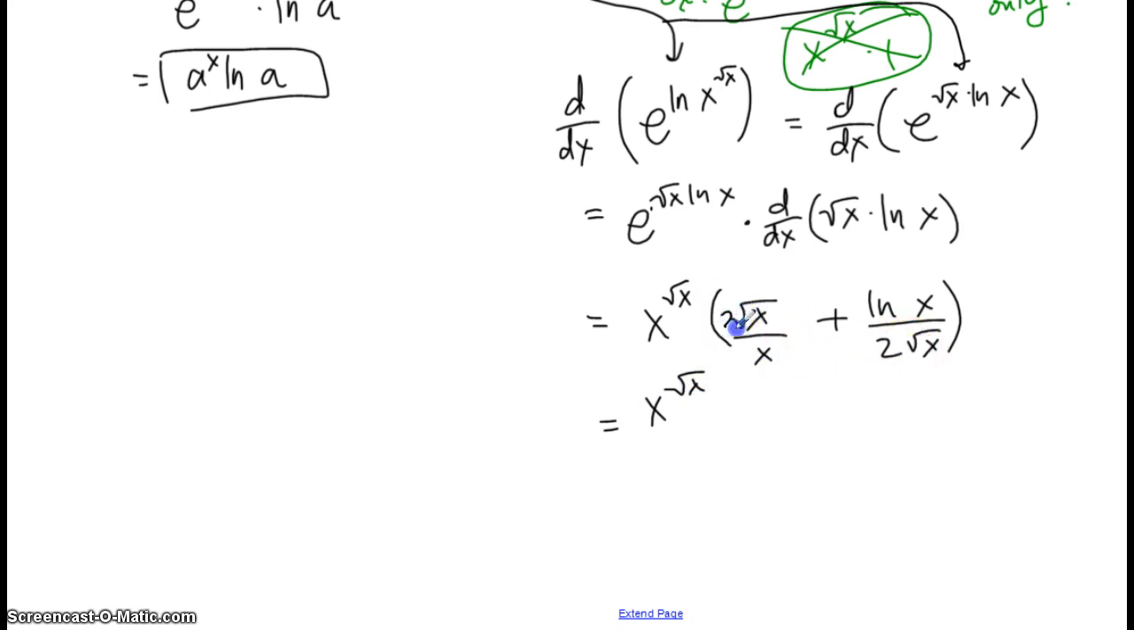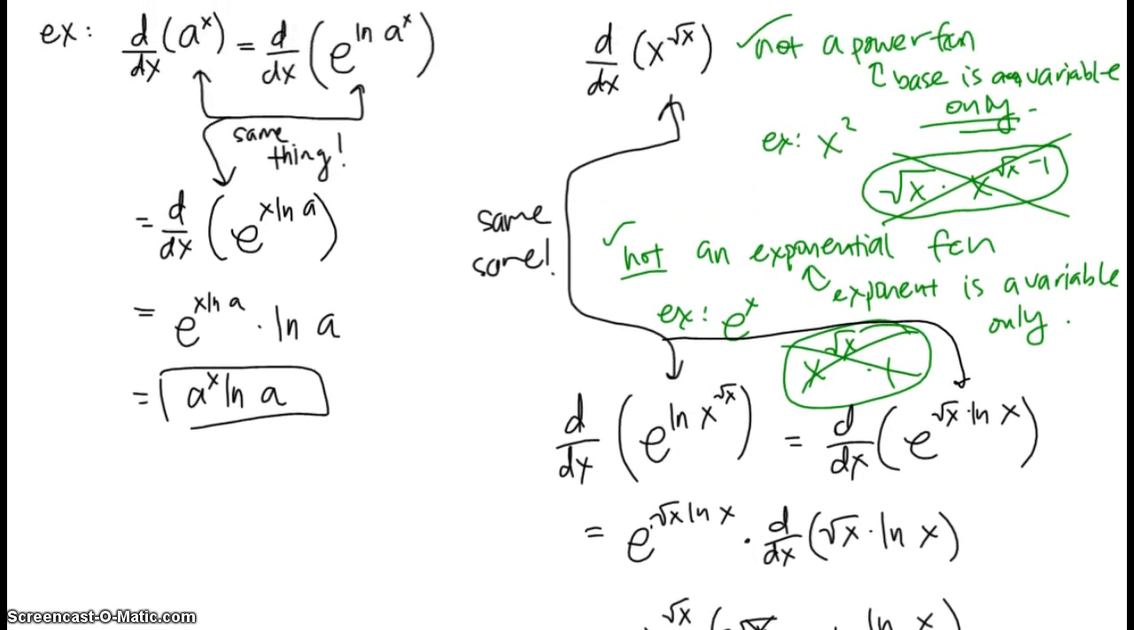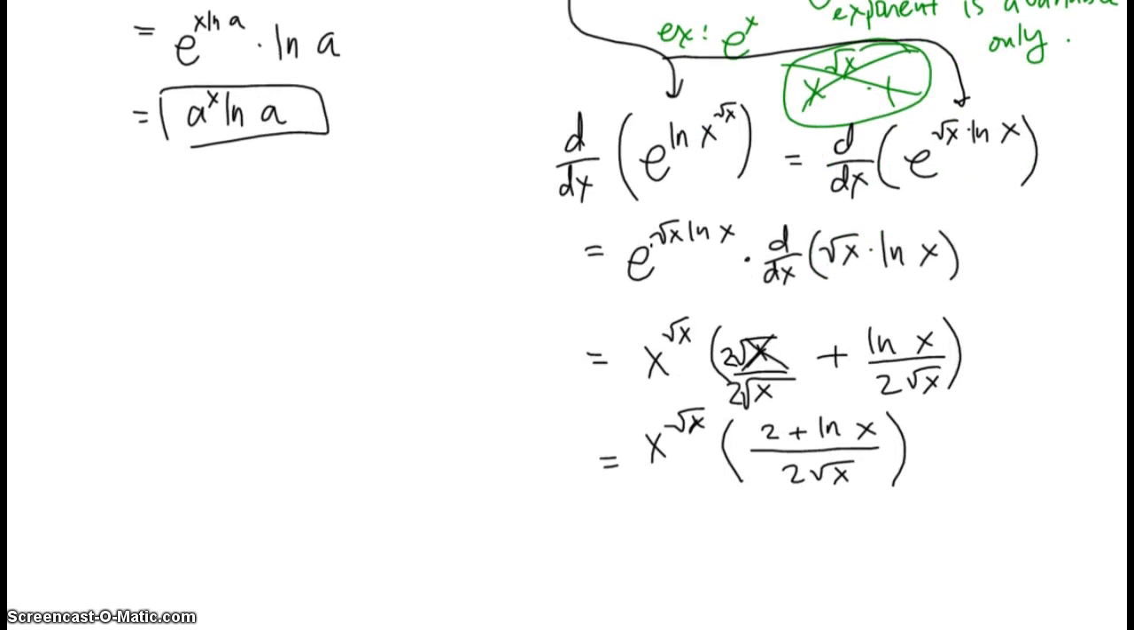Simplifying this a little bit further, just because I see this is the square root of x, let's multiply this by 2. This is half, so this will be square root, and this will go away. Again, I did skip a lot of work on this, so this will become 2 plus the natural log of x over 2 square root of x. And that would be the derivative of x to the square root of x. And that's it.